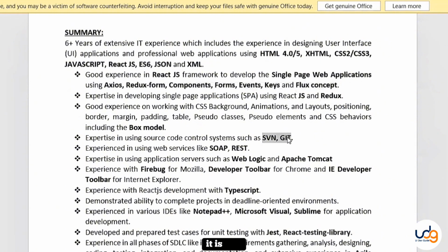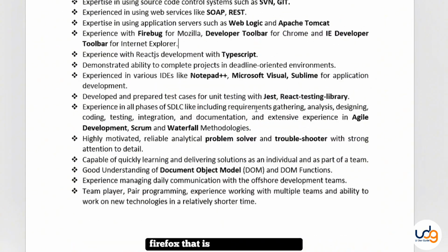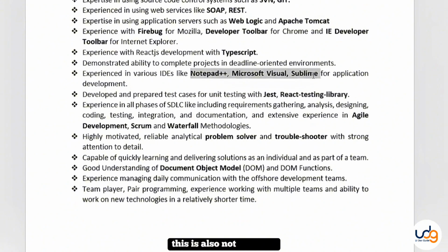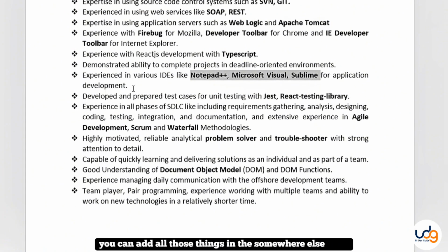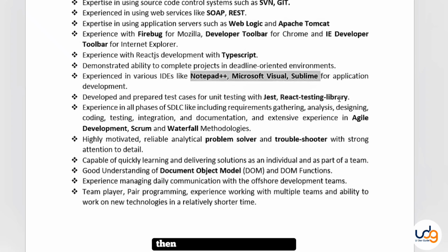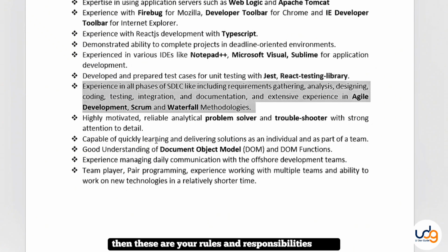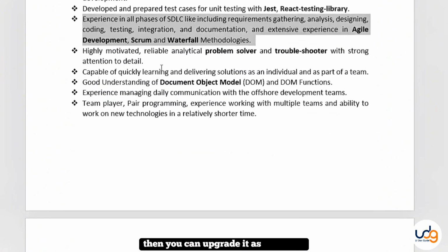Okay, Git is fine. Then you have already added some things about Mozilla Firefox. That is, I think, not required. TypeScript is fine. This is also not required. You can add all those things somewhere else. Then testing libraries, that is fine. Then these are your roles and responsibilities, okay, not in the summary. Then you can update it as well.